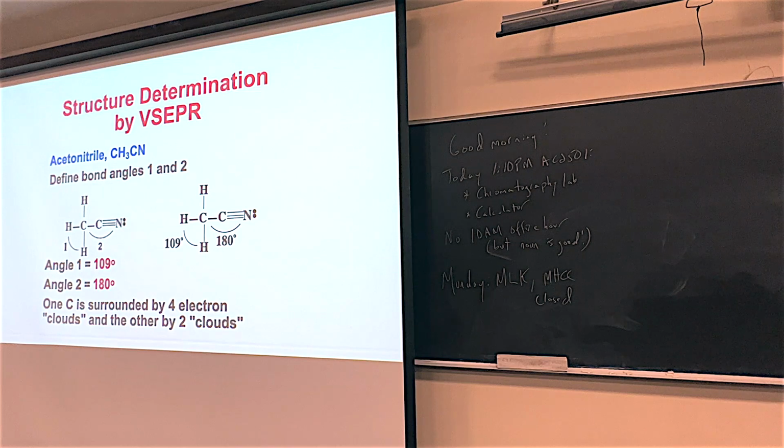Anyway, angle 1, tetrahedral, 109. Anytime you see tetrahedral, 109 is a great answer. Angle 2, though, on the other hand, we're introducing here the idea that both doubles and triples are like one big cloud. And we're going to talk about this more in Chapter 8, so just hang on. But for right now, if you see a double bond or a triple bond, one big cloud. So this is a cloud, and this is a cloud. They want to be as far apart from each other. 180.